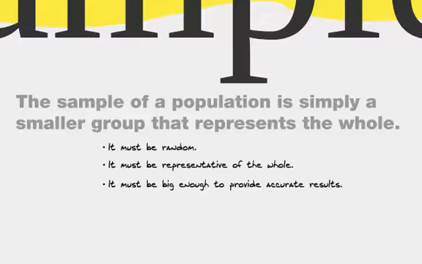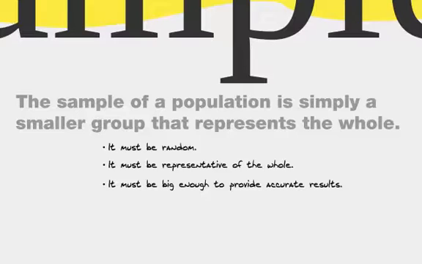Now, there's a couple more things too. It must be representative of the whole. By that, I mean it must look like the rest of the ocean or the rest of the sea and the fish. It must look like the rest of them. And it has to be representative, so it has to have enough in there. And that's our third one: it has to be big enough to provide accurate results.